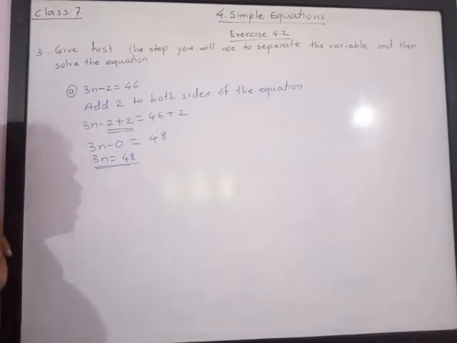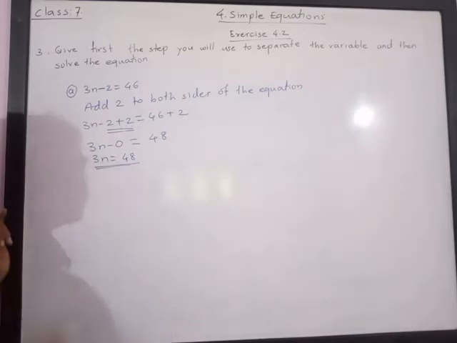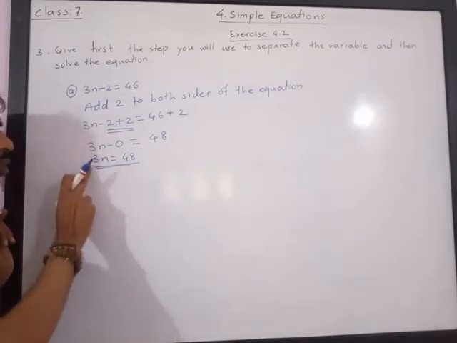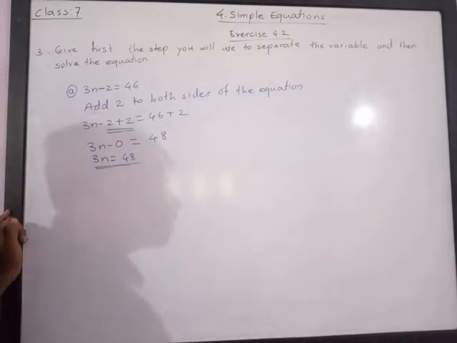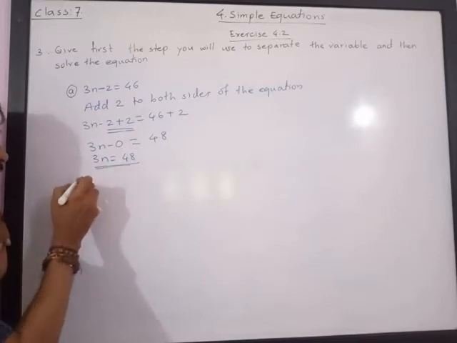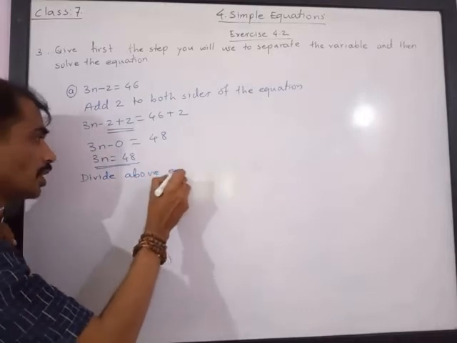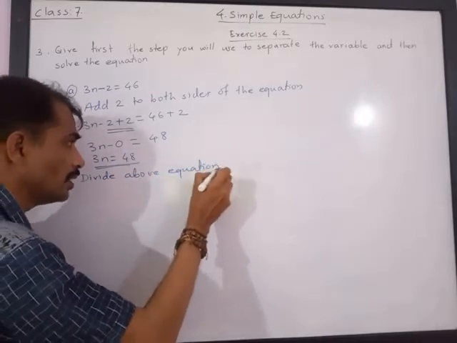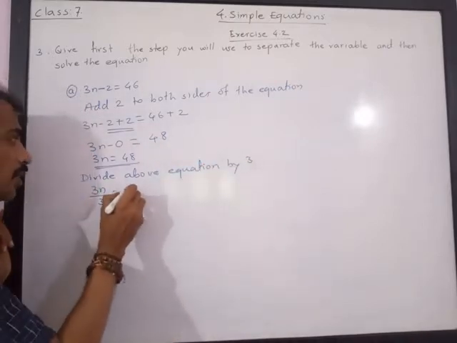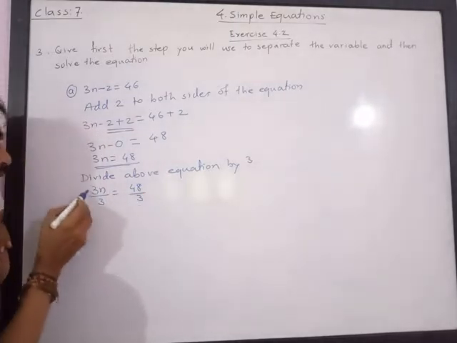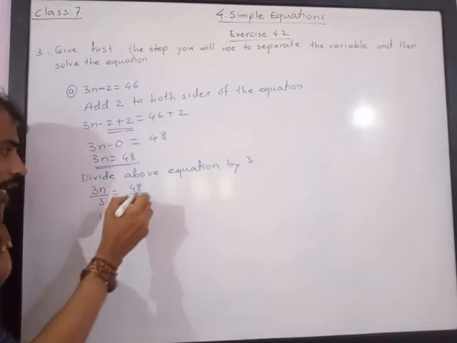Now if you have solved the earlier questions, in the second question we have solved such types of problems. Here 3 is multiplied to n. So to eliminate 3, we do the opposite operation with the same number. So divide both sides of the equation by 3. So you will get 3n divided by 3 is equal to 48 divided by 3. So 3 divided by 3 is 1, which means this becomes 1n is equal to 48 divided by 3.